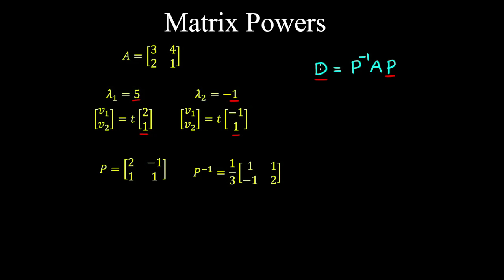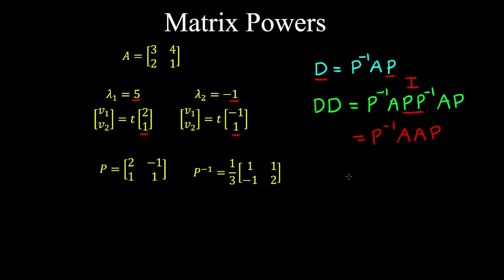Now if we square both sides, then we have D multiplied by D is equal to the inverse of P by A by P, and that's multiplied by P inverse by A by P. And P by its inverse gives the identity matrix, so we end up with P inverse by A by I multiplied by A, which is A, by P. And now we'll write this as D squared is equal to P inverse by A squared by P.